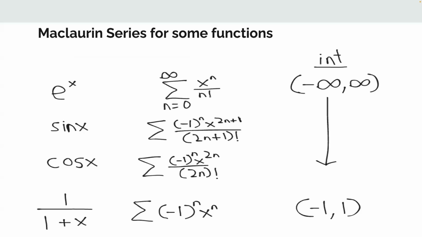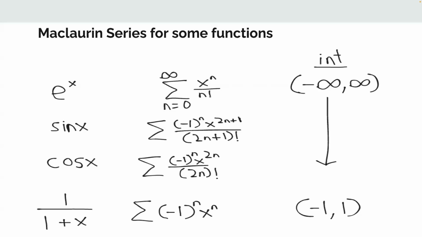Okay, and here are some basic Maclaurin series for some functions that you should memorize. First one, e to the x. Instead of solving it out, you can just memorize that it'll be equal to the sum of x to the n over n factorial, from n equals 0 to infinity.